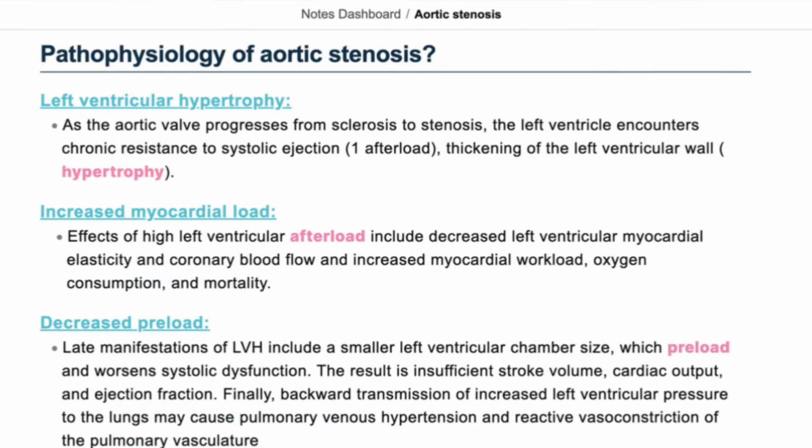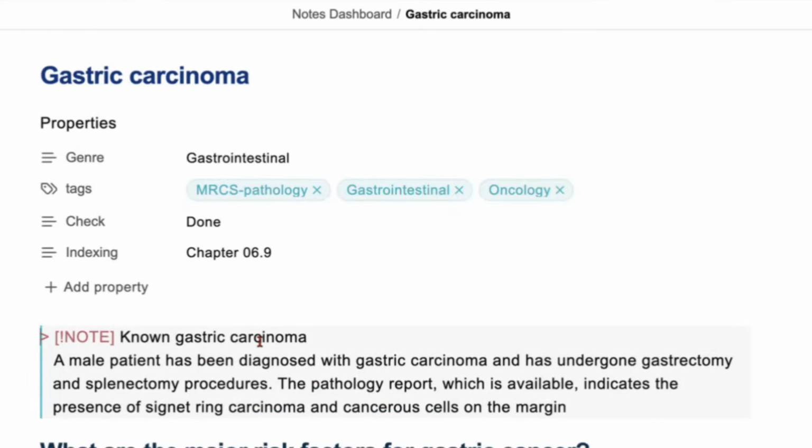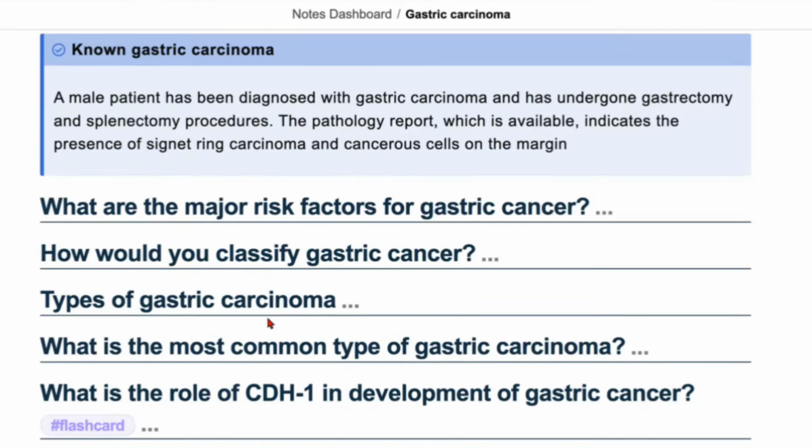All right, let's go to gastric carcinoma and see how you do with that. A male patient has been diagnosed with gastric carcinoma, has undergone gastrectomy and splenectomy. The pathology report, which is available for you to see, indicates the presence of signet ring carcinoma and cancerous cells on the margin. What are the risk factors for gastric cancer?